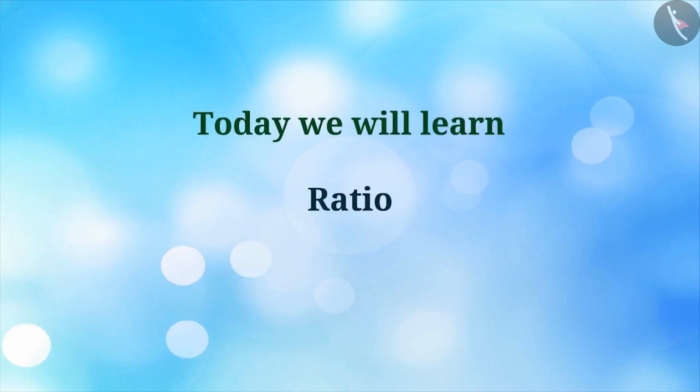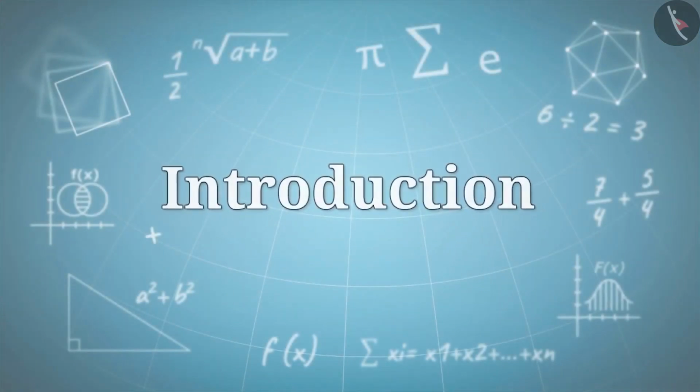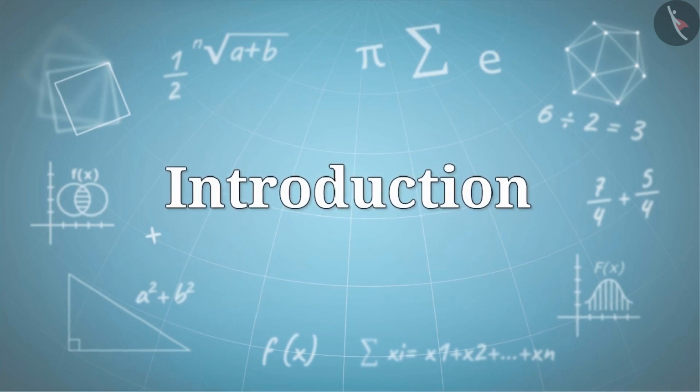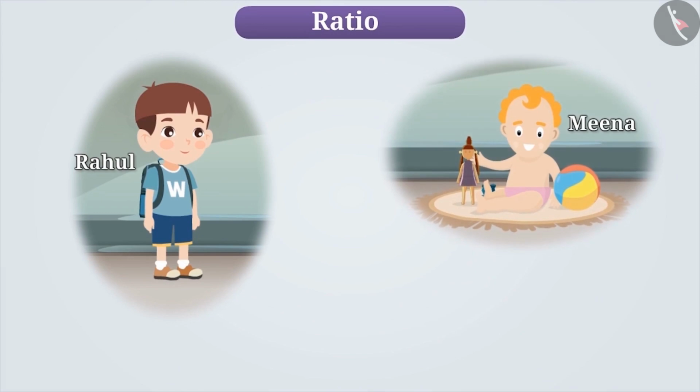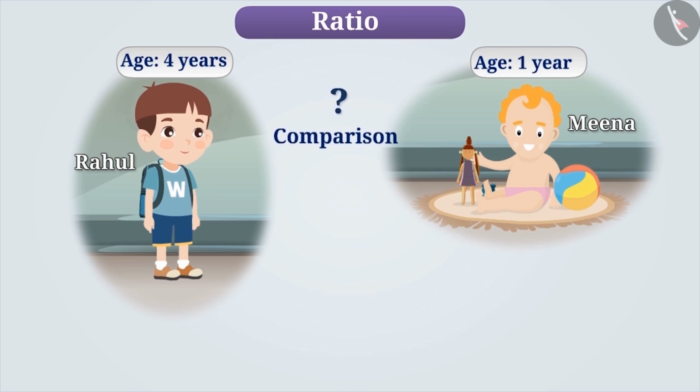Today, we will learn about ratio. This is Rahul, and she is his sister, Meena. Rahul's age is 4 years, while Meena's age is 1 year. If we have to compare their ages, then how are we going to do this? Think for a while.